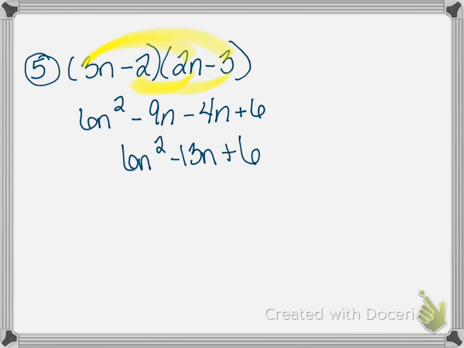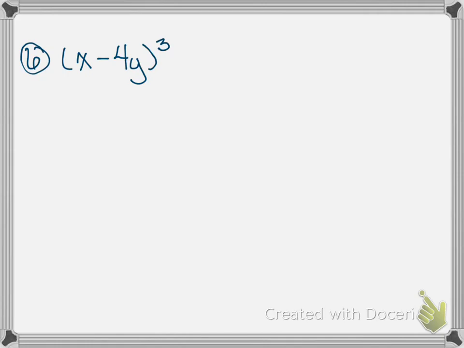The next one is more complicated because we have a binomial cubed. So we are cubing a binomial. Now there is a pattern that you can memorize for a cubed binomial. I actually think it's easier just to multiply it out than trying to memorize all the different patterns. So this is x minus 4y, x minus 4y, and x minus 4y.